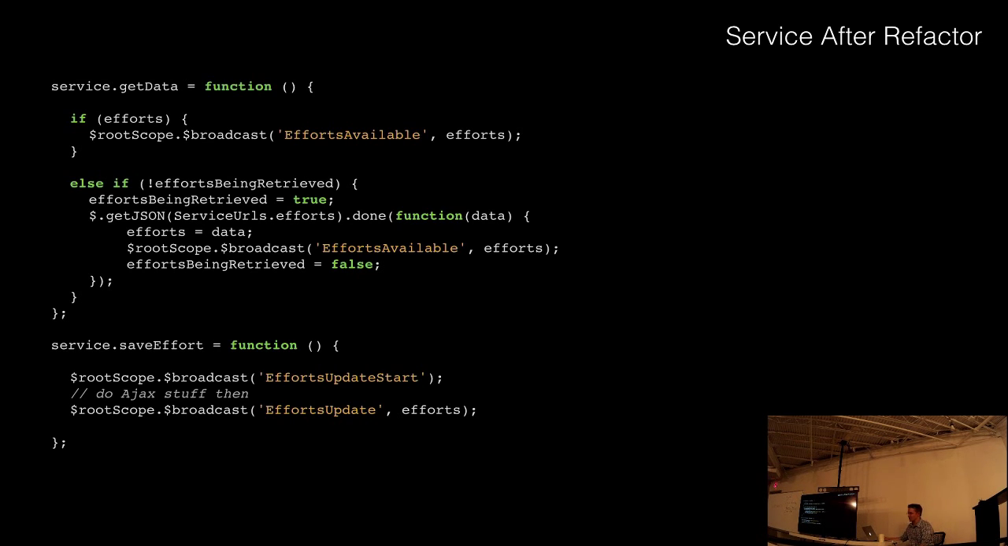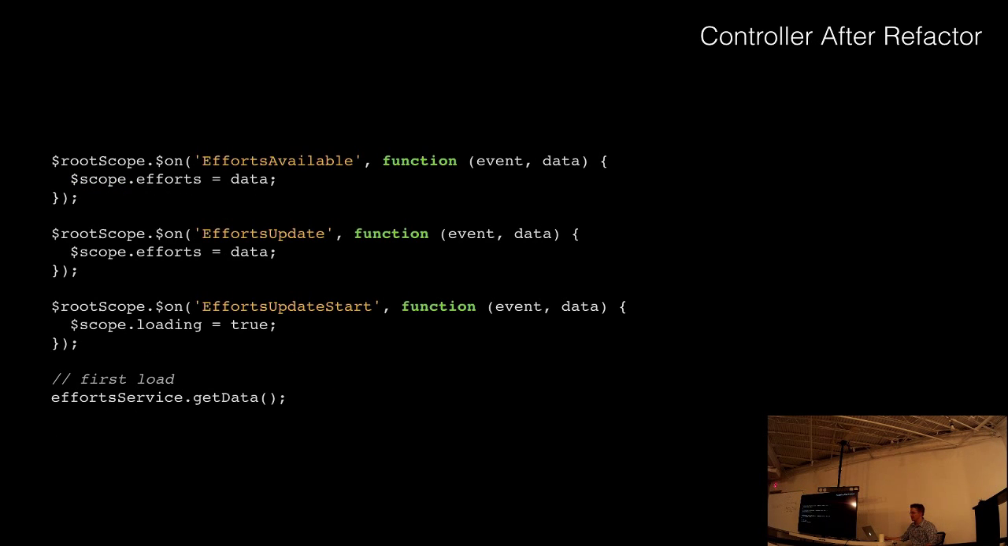So this one's a little bit smarter because it basically checks to see if it's being retrieved. So that's just a flag to make sure that you don't do multiple requests at once. And then it broadcasts an event and passes back the efforts. And then inside the controllers, they latch onto these events, and then they assign their data whenever stuff happens. So for instance, in this example, when the efforts are available, that's broadcast from the service, and then you just assign the data to that. And this actually worked pretty well, and it fixed the performance issues of the application. But anyway, I don't think that's how Angular was meant to be used.